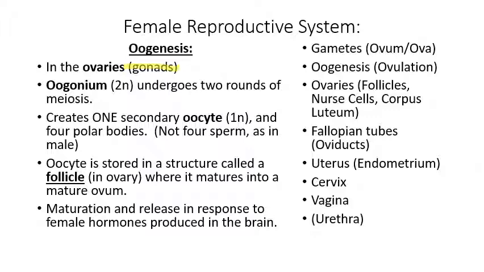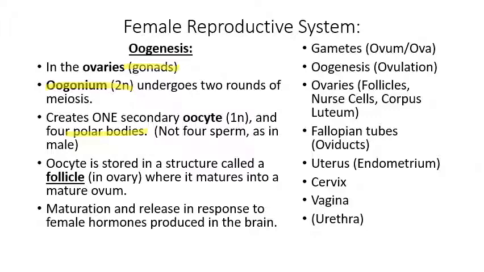So in a woman, you start out with a diploid cell called an oogonium, and it undergoes 2 rounds of meiosis. Unlike the male, where if you have 1 spermatogonium, you end up with 4 spermatozoa, in women, if you have 1 oogonium, you actually end up with only 1 functional ovum and 4 other things that are called polar bodies that are duds, basically, that didn't work.